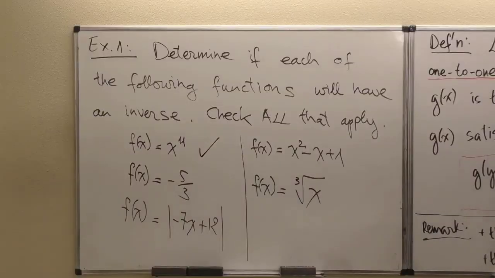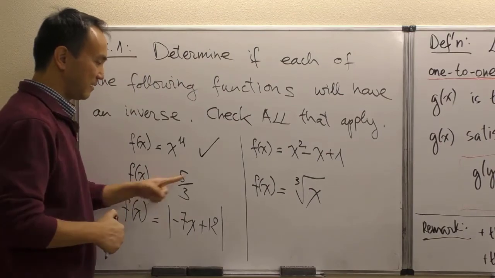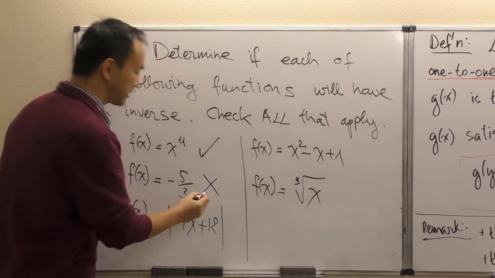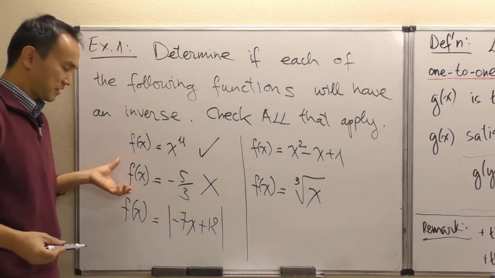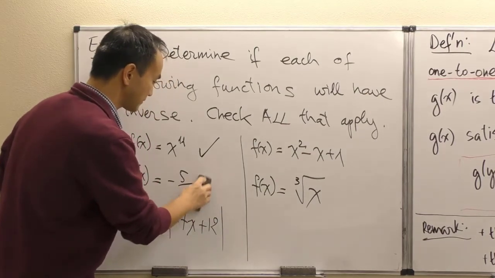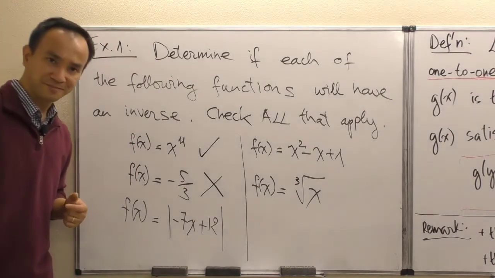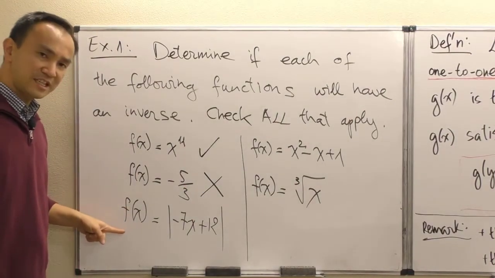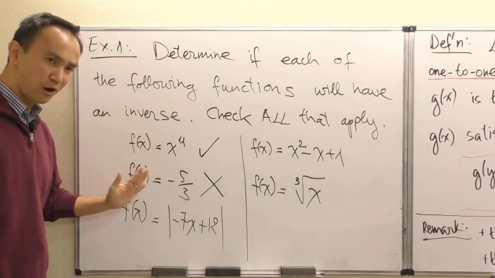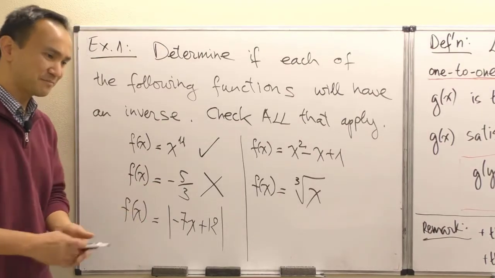So what it means for us here is that I'm skipping the check mark for this function. It will not have an inverse. Okay, let's now move on to the next one. Once again, we've been doing two problems. It's all about checking if our function is a one-to-one function or not.